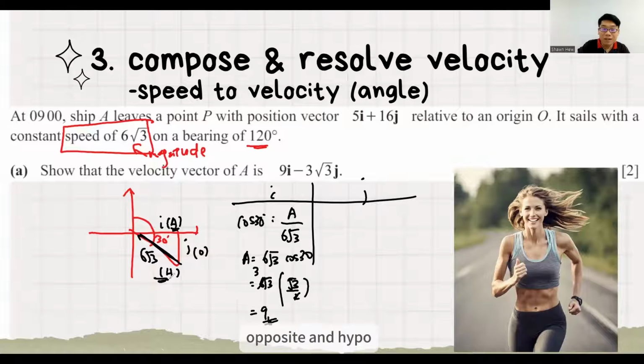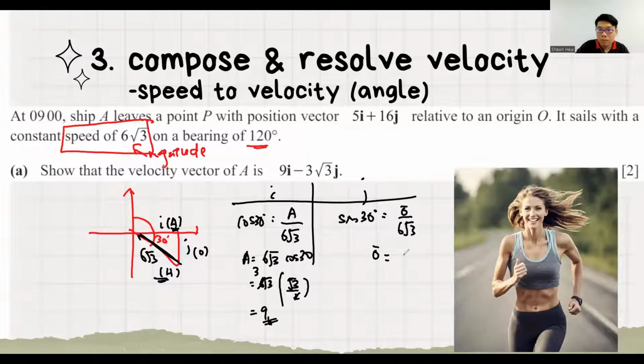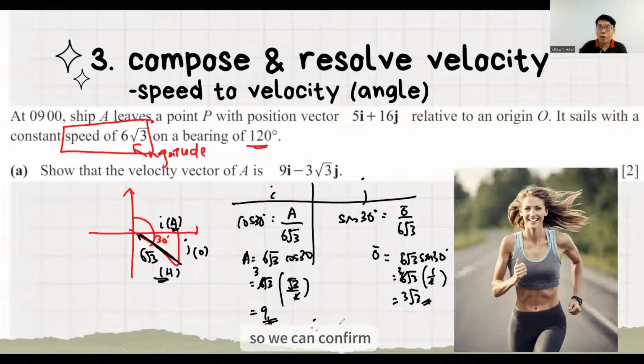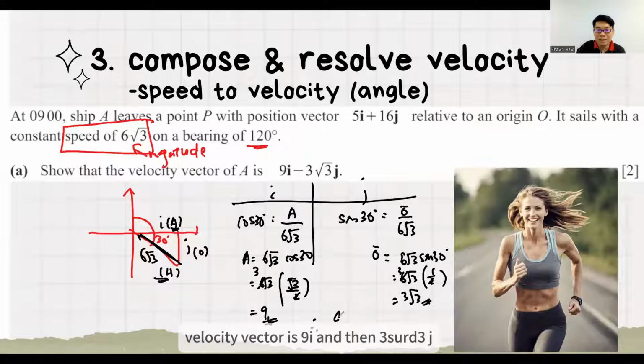j is... right, so we can confirm the velocity vector is 9i and then 3 root 3 j.